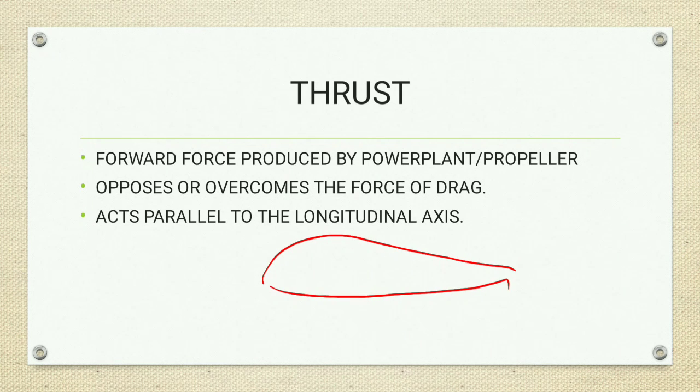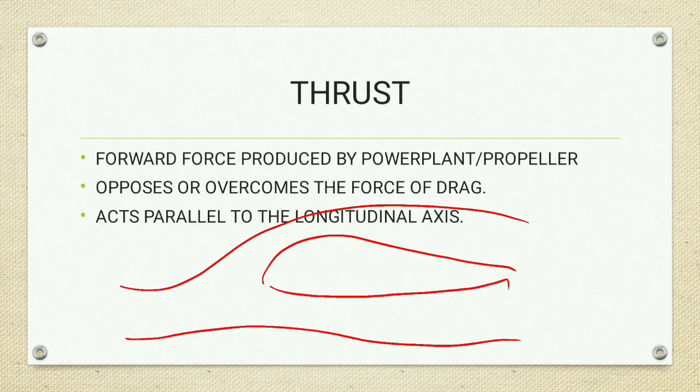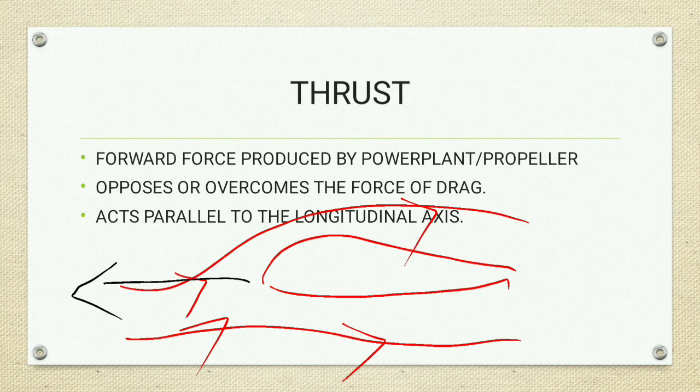Let's use a diagram. Consider this is an aerofoil, and we all know there is a relative wind, so let's put an arrow mark. Now let's change the color to show you. Thrust has to produce force this way, opposing and overcoming the force of drag. The drag will be acting this way, and thrust is overcoming it, also acting parallel to the longitudinal axis. See, it is acting parallel.